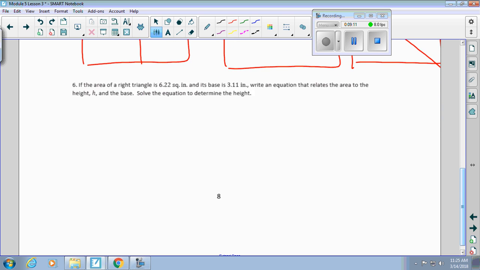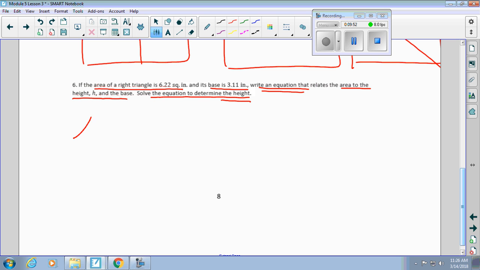All right, now a classic problem that you'll encounter when dealing with area is you will be given the area and then you're going to be given one of the other measurements, but you'll be missing one of the measurements and you have to set up an equation to figure out what that missing piece is. So let's read this next one. It says if the area of a right triangle is 6 2/22 square inches and its base is 3 11 inches, write an equation, that means it has to have an equal sign, that relates the area to the height and the base. Sounds a lot like our formula we learned, right? And then we have to solve it to determine the height.